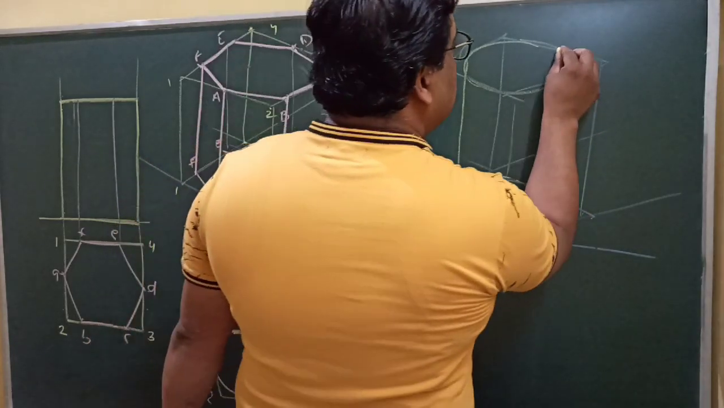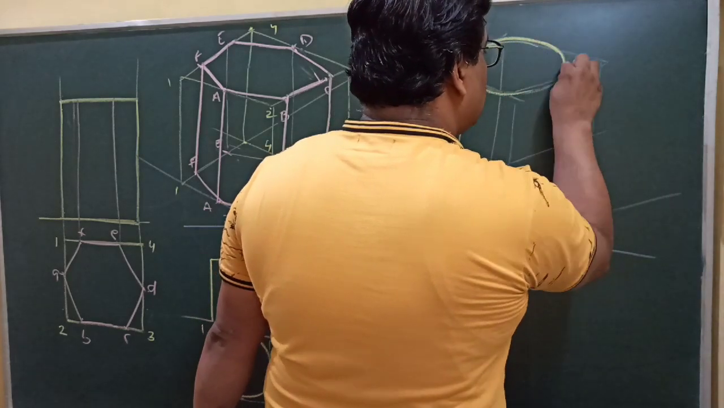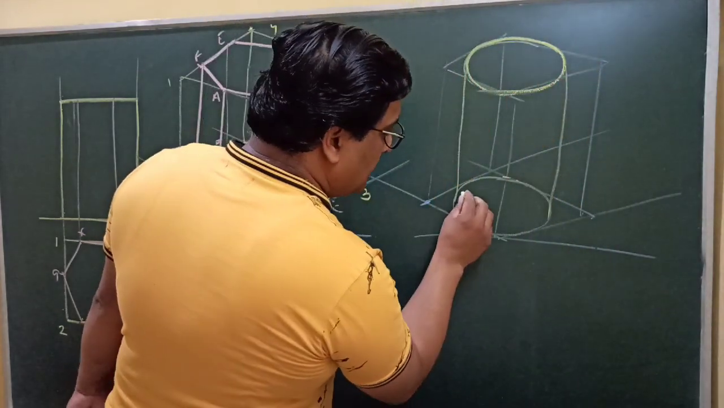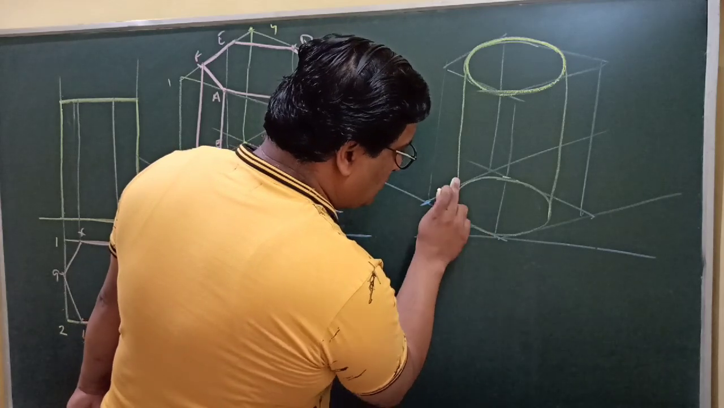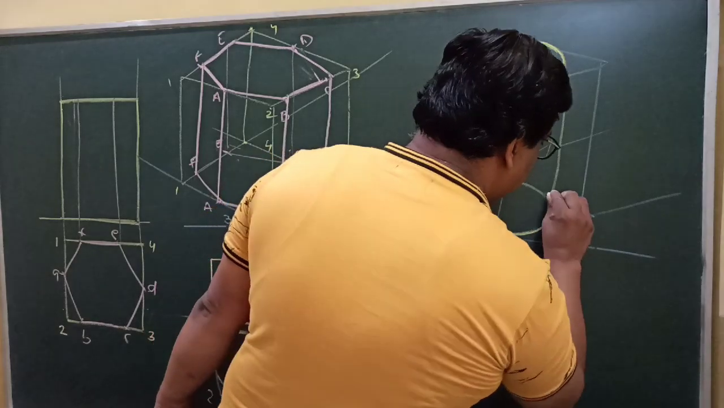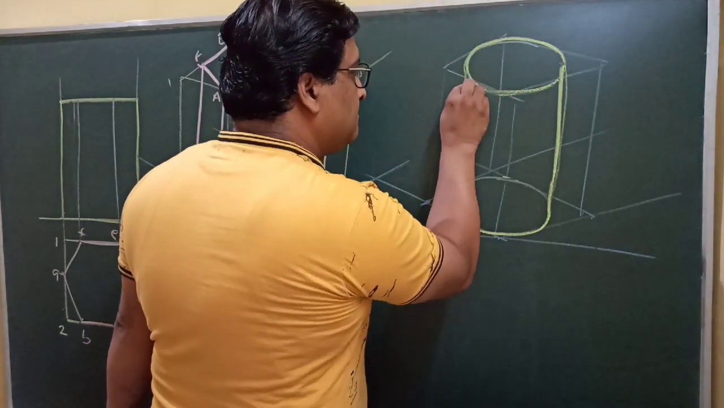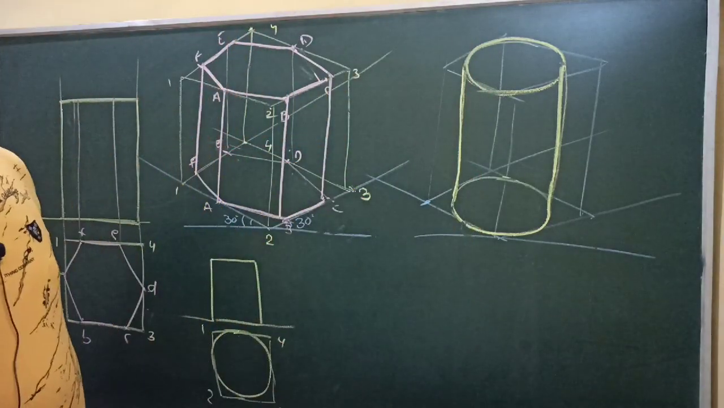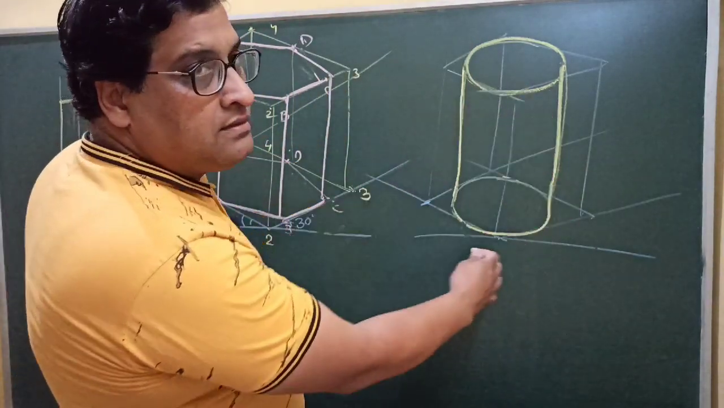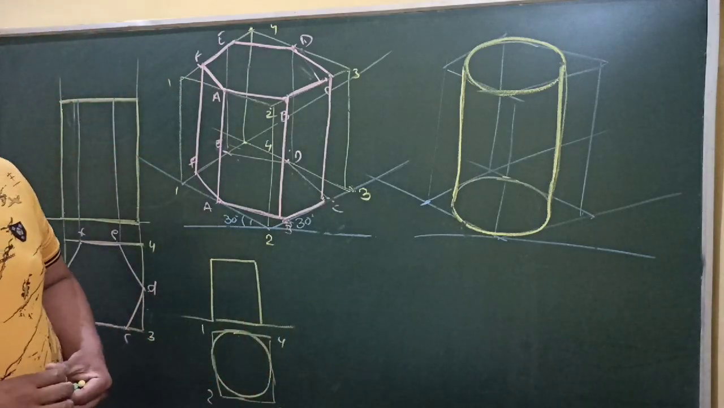like this. Darken the upper ellipse, because this is visible to you, and lower ellipse you need to darken only the front part, like this. So this is the isometric projection of a cylinder. Now let us take one example of pyramid also.